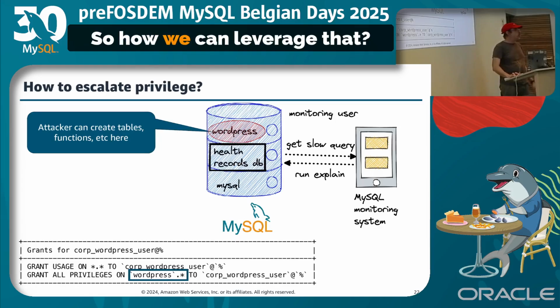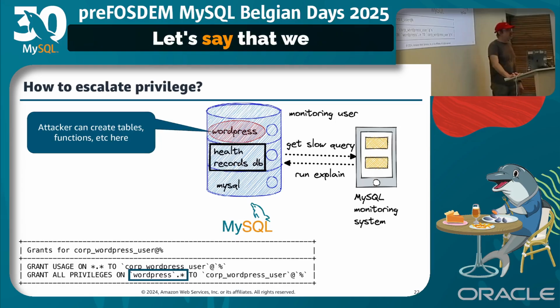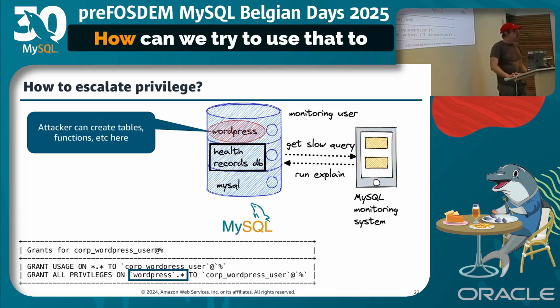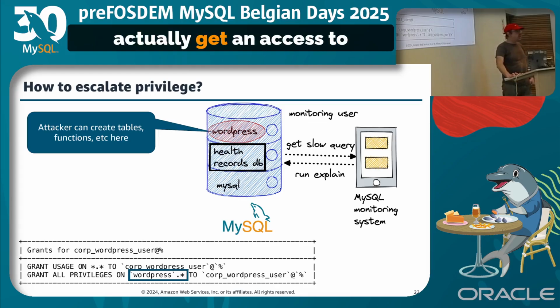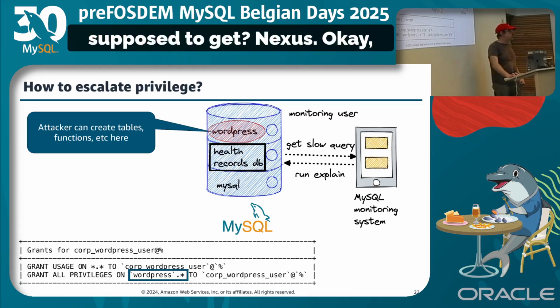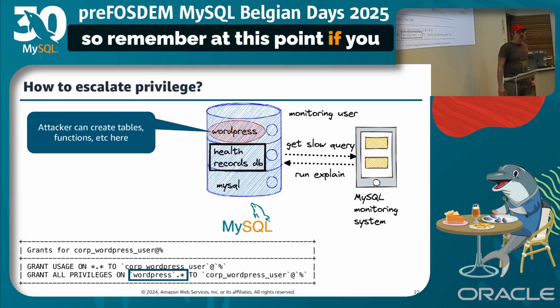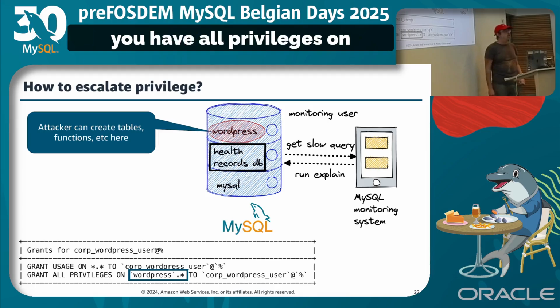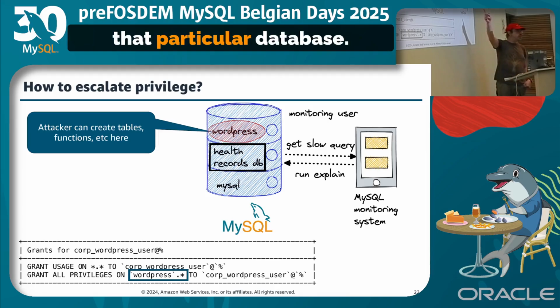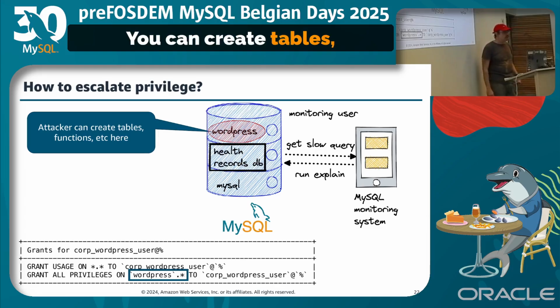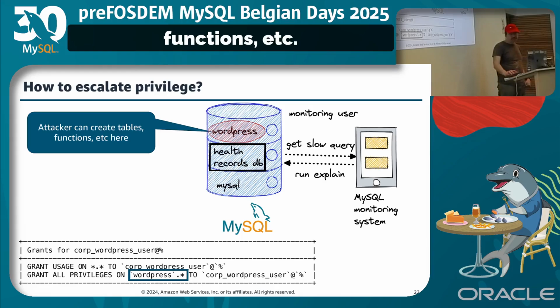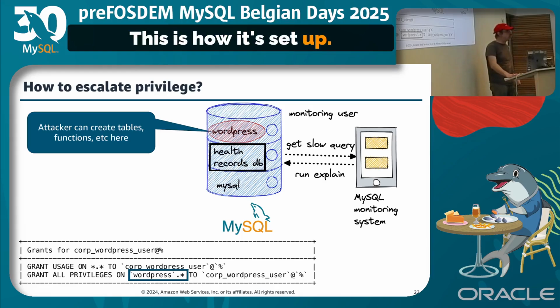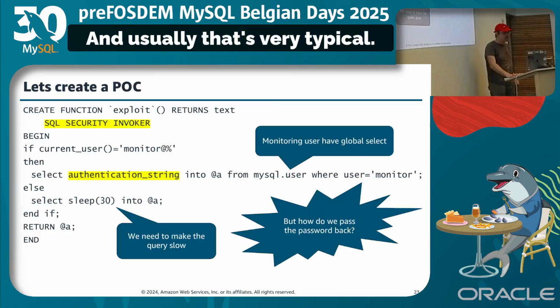So how can we leverage that? Let's say that we are pen testers. How can we use that to get access to something that we are not supposed to get access to? Remember, at this point, if you control the WordPress database, you have all privileges on that particular database. You can create tables, functions, etc. This is how it's set up, and usually that's a very typical setup.